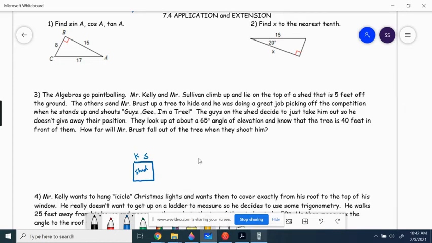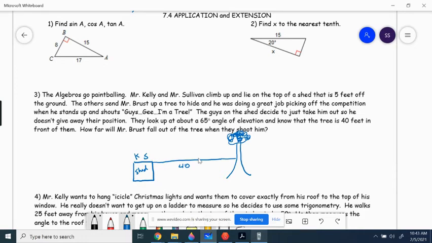Okay, so let's see here. In front of them, we know that there is 40 feet, and then there's this big tree. So here's my tree. Pretty good artist. There we go. Here's my tree. All right, and Mr. Brust is in there. So there's a B for Mr. Brust.